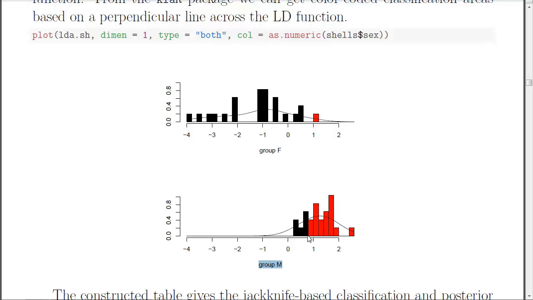Down here on the male plot, the reds are the males that are correctly classified as males, and the blacks were classified as females. And so here we've got 1, 2, 3, 4, 5, 6 misclassifications of males based on this plot.